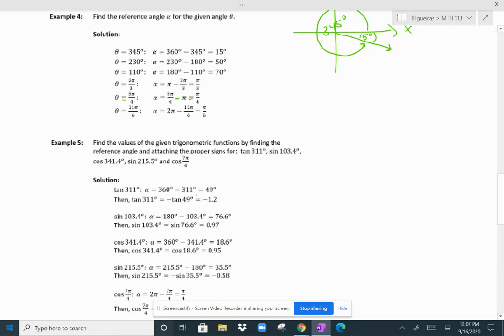So if you took the opposite sign of tangent of 49 degrees, it should give you the same answer that the tangent of 311 does. Because you're essentially creating the same triangle, just in a different quadrant.